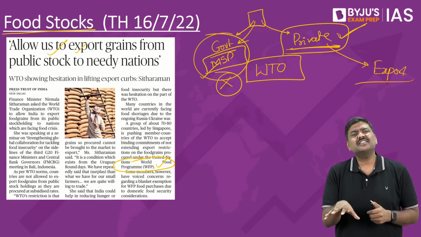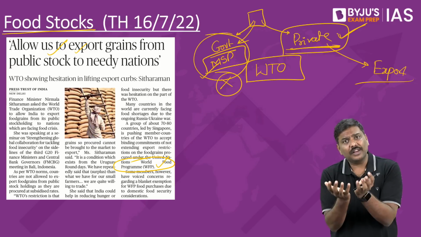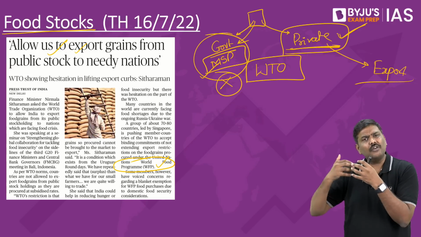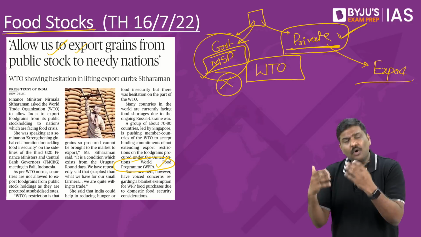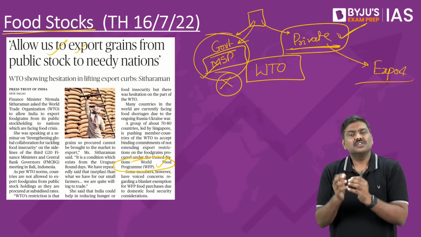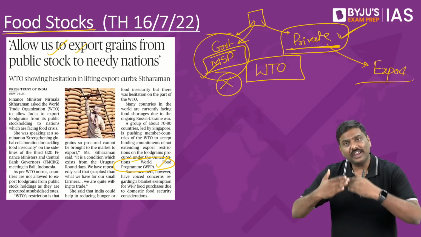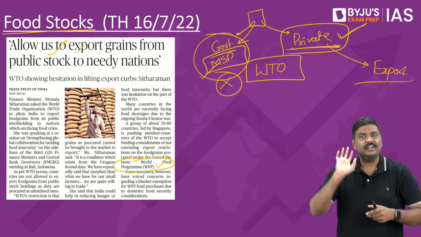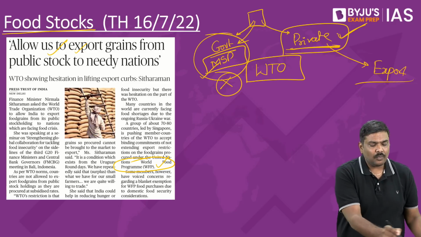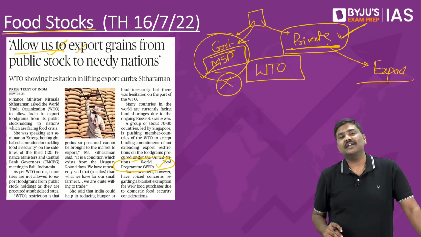So government of India is saying, we have a lot of food grains, a very high amount of food grains, more than what is actually required. So why don't you allow us to export these food grains to the international market? That is one point of discussion provided in the article.